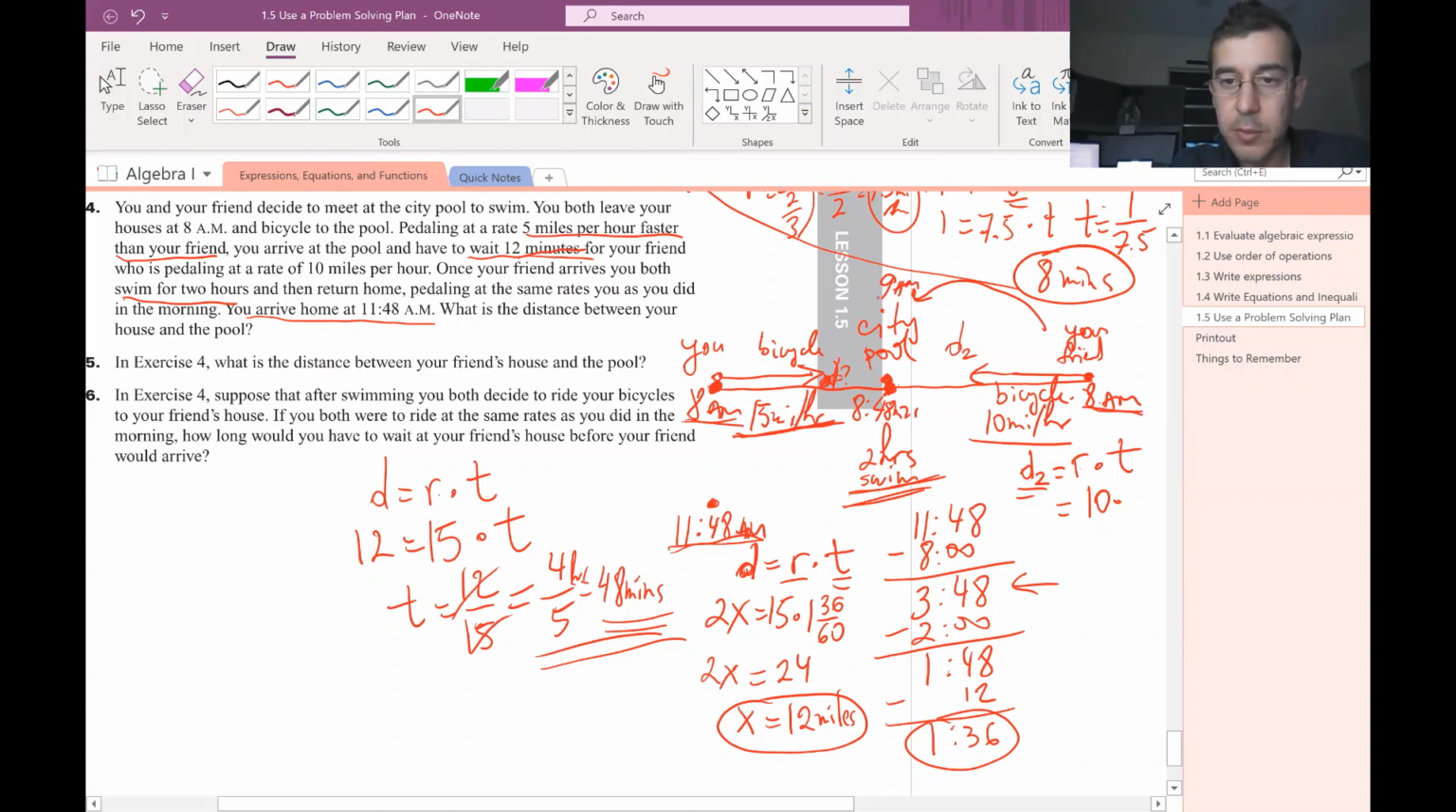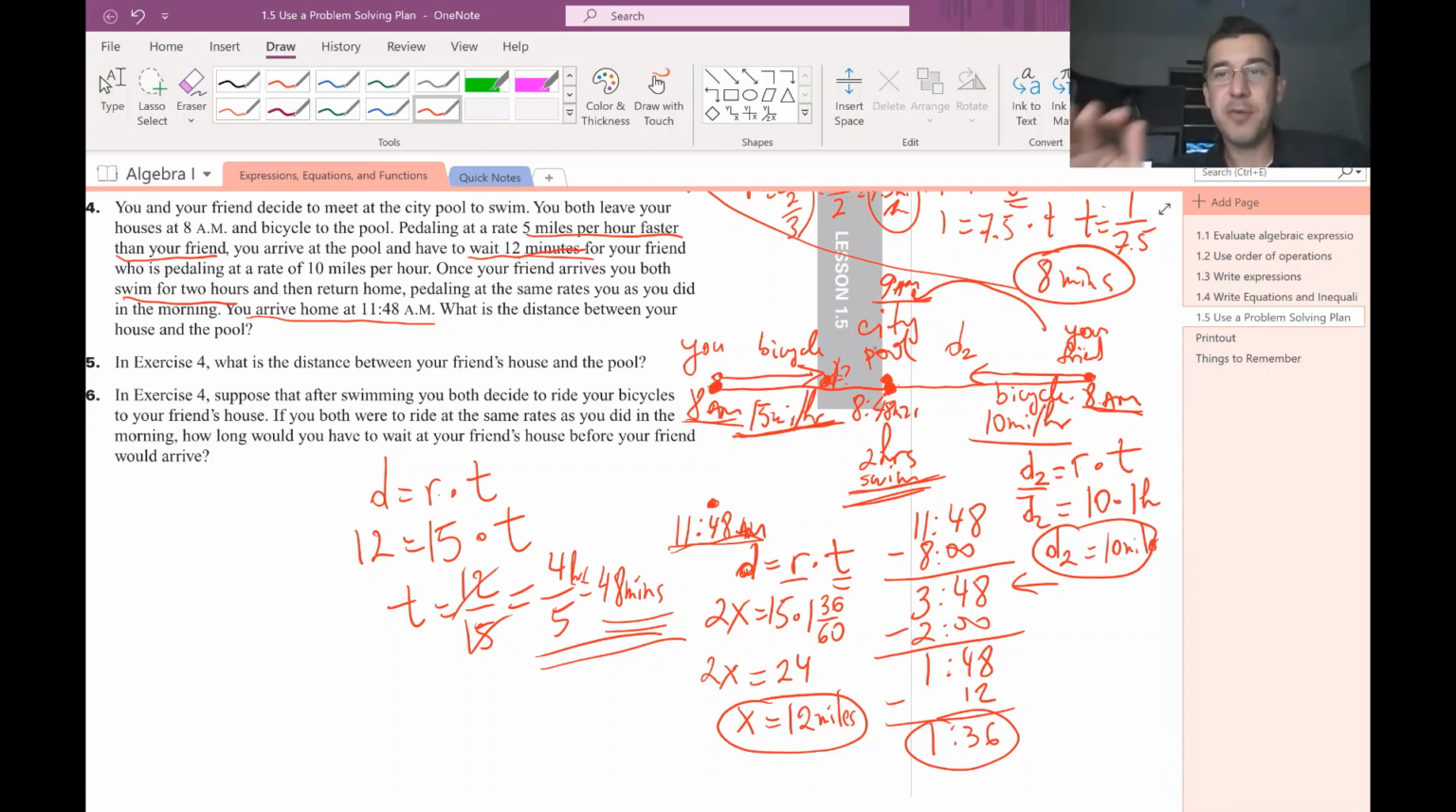From 8 a.m. to 9 a.m., that's 1 hour. So that's 1 hour here. So 10 times 1 is 10. So the distance is 10 miles between your friend's house and the city pool. That's the answer for 5. Number 6. Again, these are high-level problems. If you know how to solve these, you should be in good shape for quizzes, tests, college entrance exams, everything.